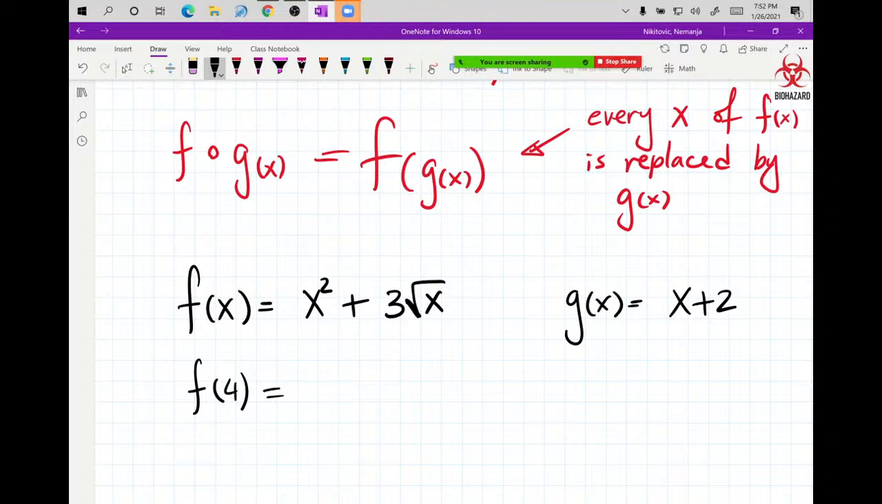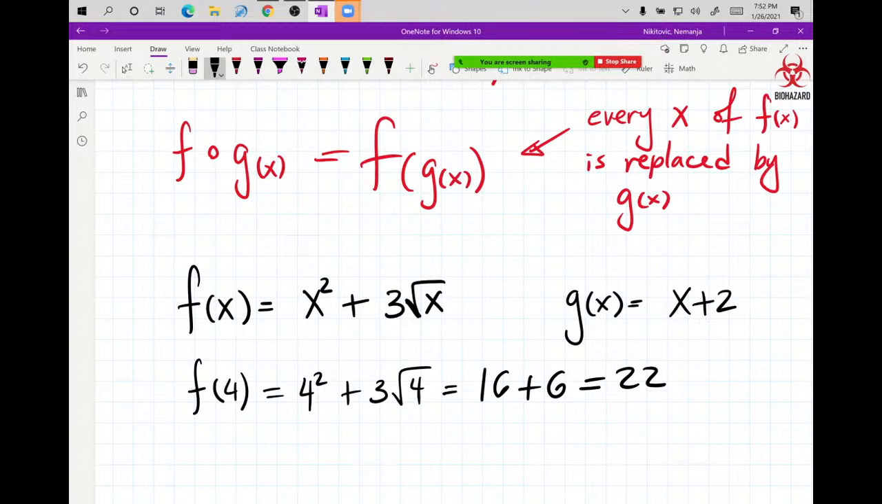Okay, so help me over here. What should I write? 4 squared plus 3 root of 4. Beautiful. And we can just get our 16 plus 6 equals 22, and everyone is happy. There you go. Now you can see it.